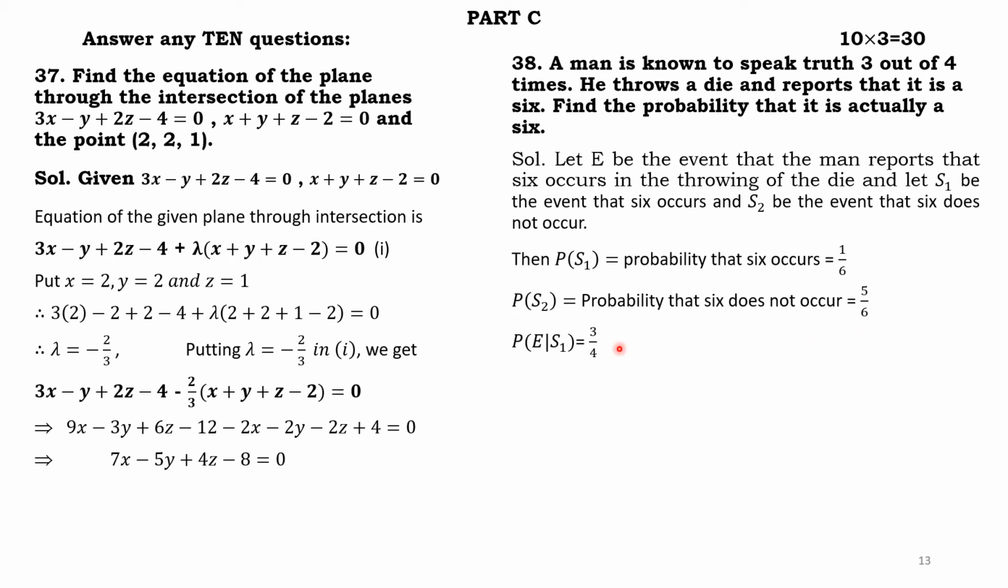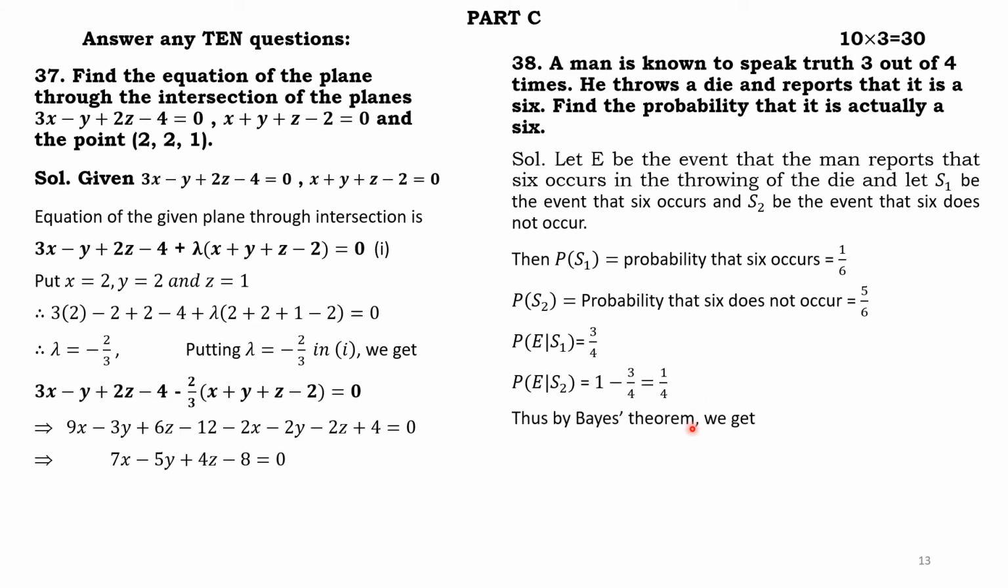Therefore, conditional probability that E has occurred, conditional probability of E upon S1 is 3 by 4. That is 3 out of 4. It is given. Therefore, conditional probability of E given that S2 has occurred, that is 6 has not occurred, is 1 minus 3 by 4. That is equal to 1 by 4.